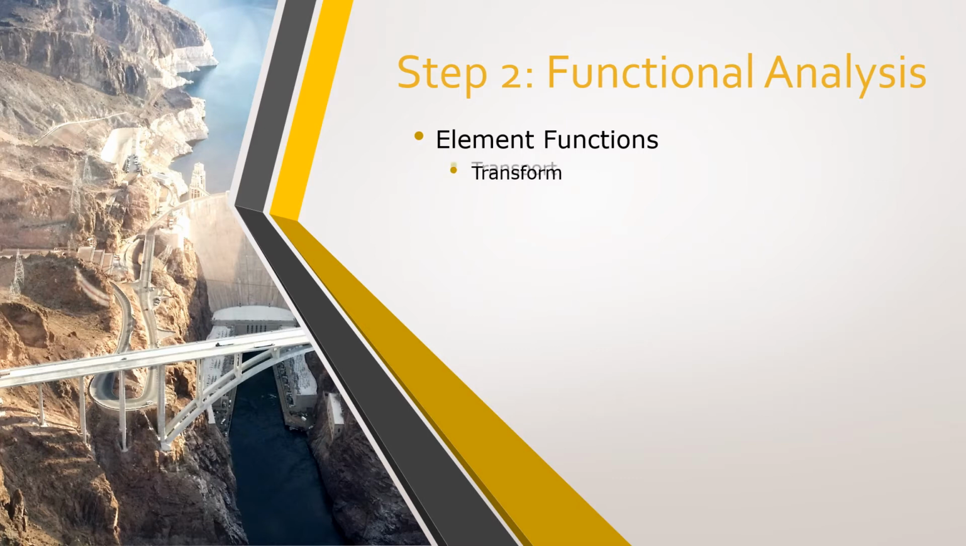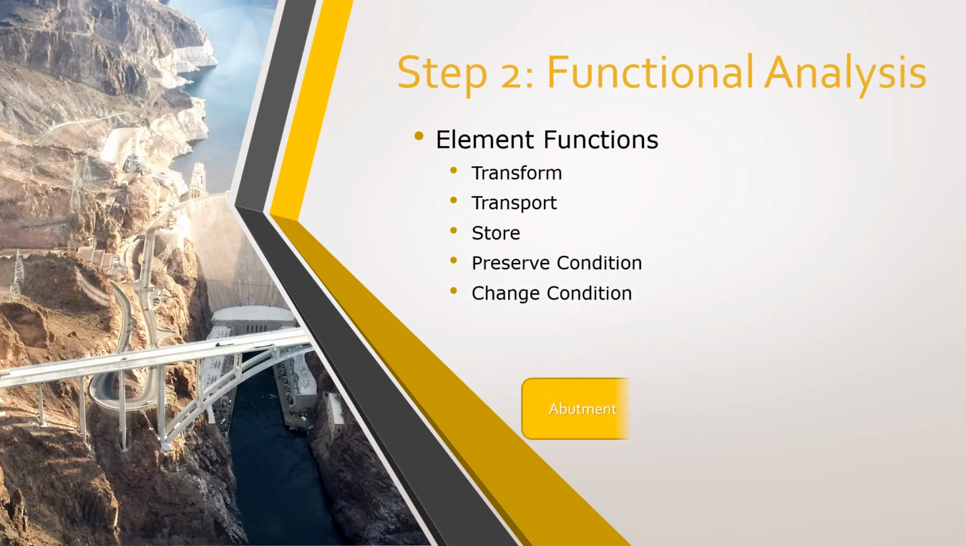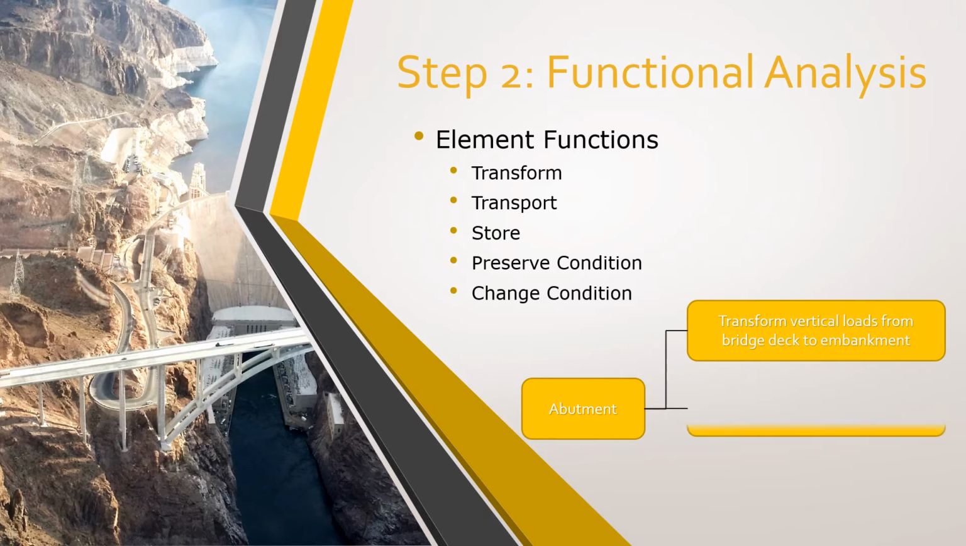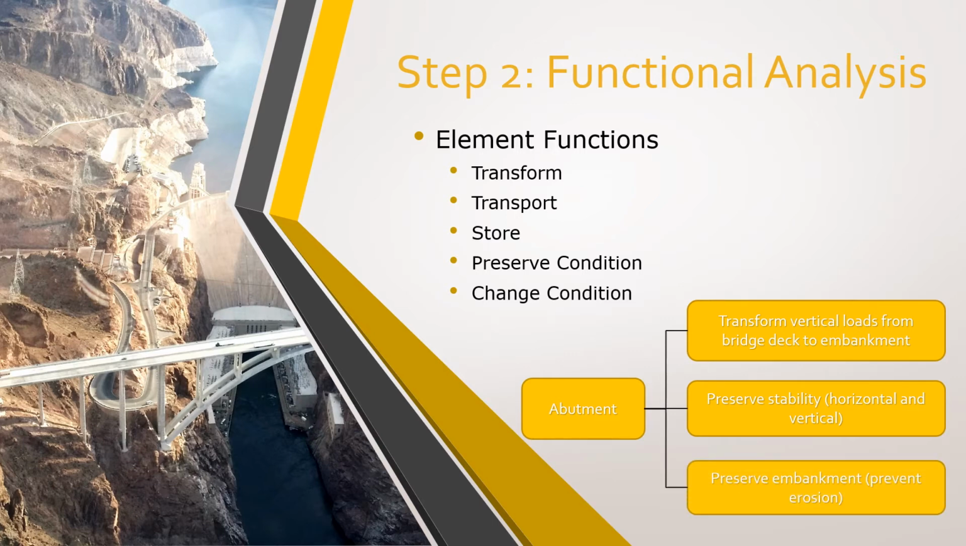They can either transform, transport, or store input attributes, and they can preserve condition or change condition. For the abutment example, its first function is to transform vertical loads from the bridge deck to the embankment. Its second function is to maintain and preserve horizontal and vertical stability, and its third function is to preserve the embankment and prevent erosion.